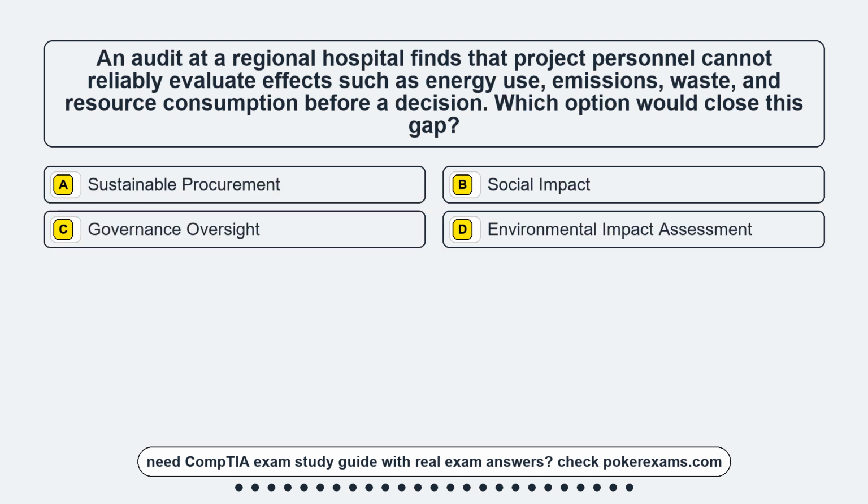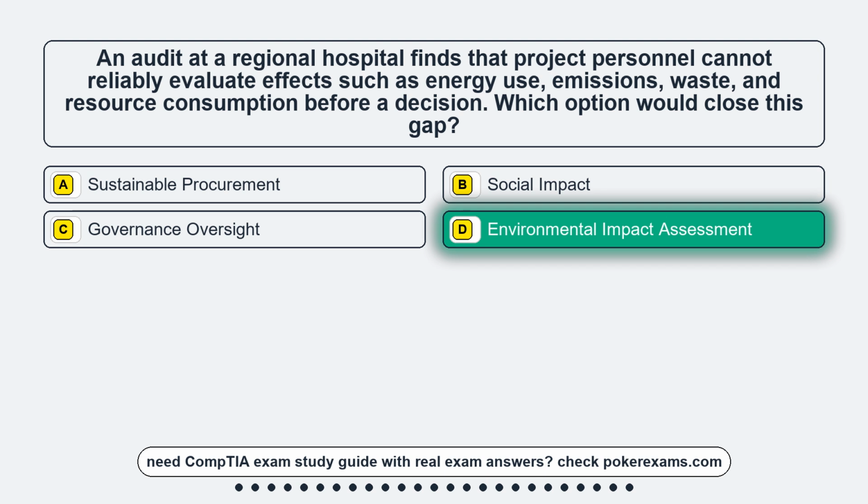Question 14. An audit at a regional hospital finds that project personnel cannot reliably evaluate effects such as energy use, emissions, waste, and resource consumption before a decision. Which option would close this gap? Option A is sustainable procurement. Option B, social impact. Option C, governance oversight. Option D, environmental impact assessment. The correct answer is option D, environmental impact assessment.